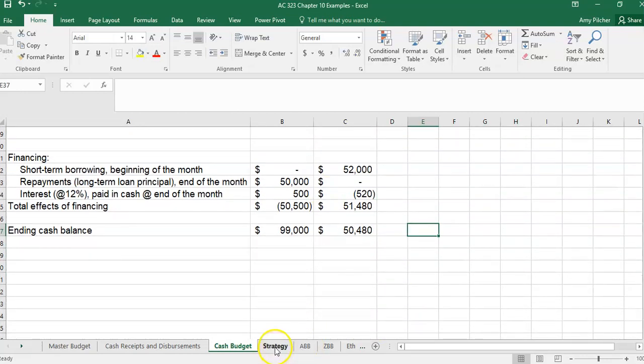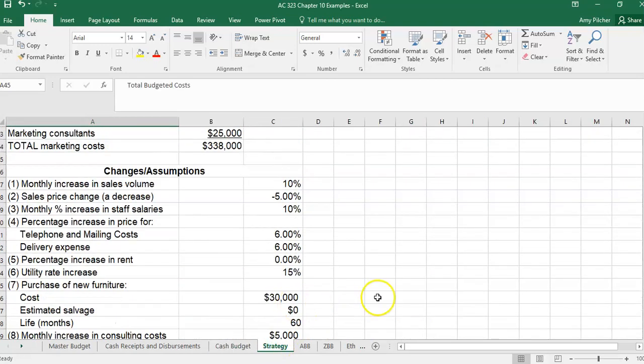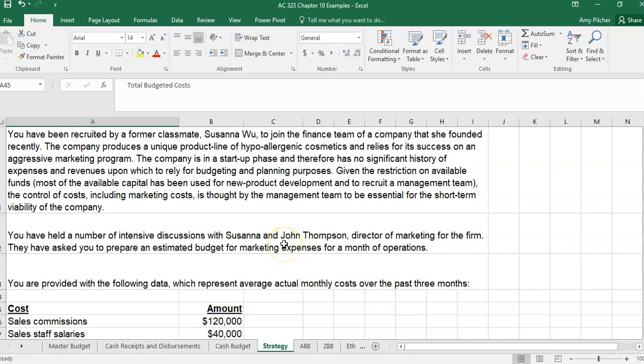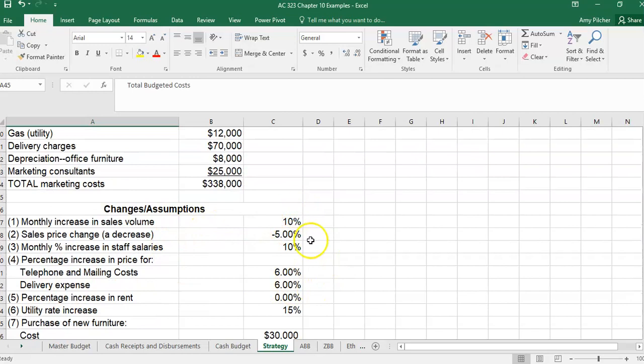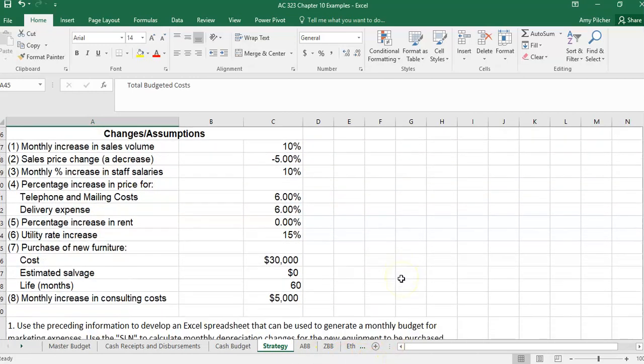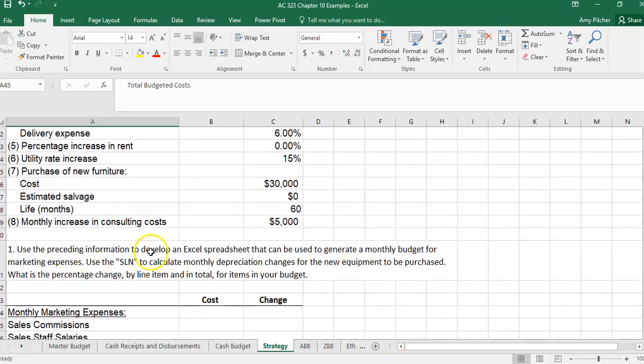The next example that we're going to look at is looking at strategy to make decisions about marketing expenses. So we have information about our marketing expenses, and we're a relatively new company, and we believe that our costs are going to increase over the next couple of months. And so we're going to develop an Excel spreadsheet here that can be used to generate a monthly budget for our marketing expenses.